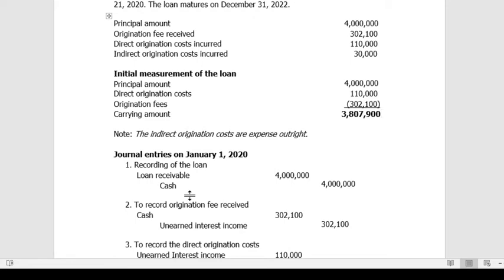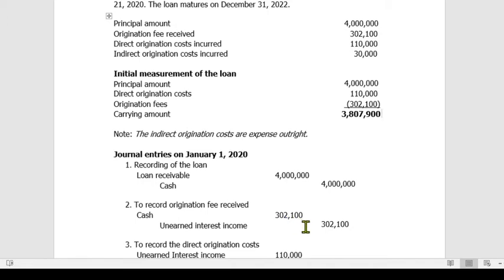Loan receivable po ang ginagamit ng mga banks and financial institutions, kaya loan receivable ang nandyan. You debit loan receivable, credit cash, 4 million. Yung origination fee received na 302,100, you debit cash, dahil natanggap mo yan, galing yan doon sa borrower. And then credit, unearned interest income.